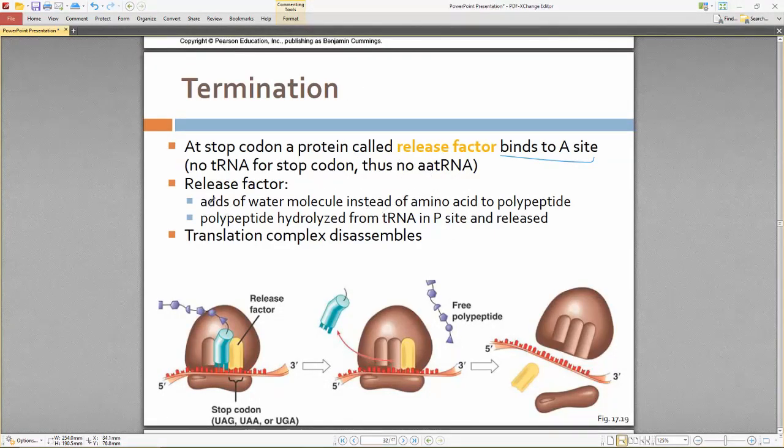Instead, the release factor adds a water molecule instead of an amino acid to the polypeptide, and thus the polypeptide is hydrolyzed from the tRNA in the P site and released. So this bond here is broken by water, and the two of them separate. The tRNA is released, the free polypeptide is released, and the entire translation complex disassembles.